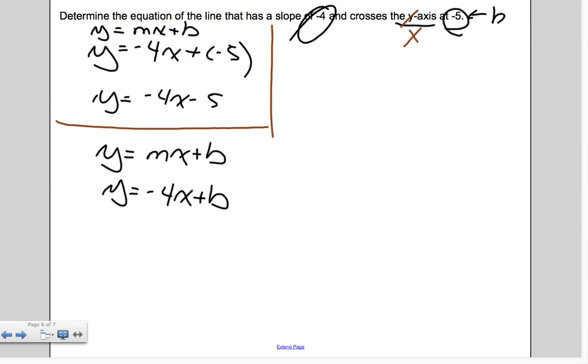Anyways, -5. So you said you're given a point. So what is that point, Christina? It's crossing the x-axis, so what is that point? Zero.